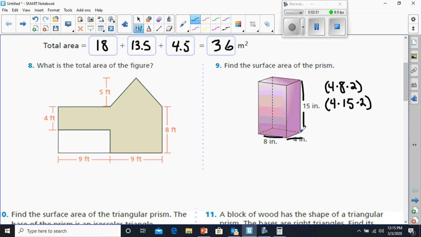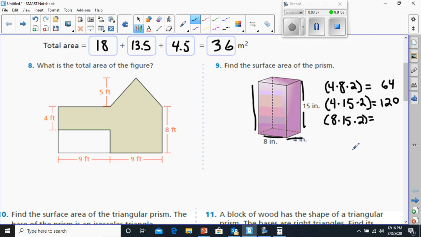And then I know another one is going to be 8 by 15, right? 8 by 15, this side and the other side. So that would be 8 times 15 times 2, since there are 2 sides as well. And then once I find the answers to these, I'll have to add them together to find the total. Well, 4 times 8 is 32, and 32 times 2 will be 64. Now I got 15 times 4, that's going to be 60, and 60 times 2 will be 120.